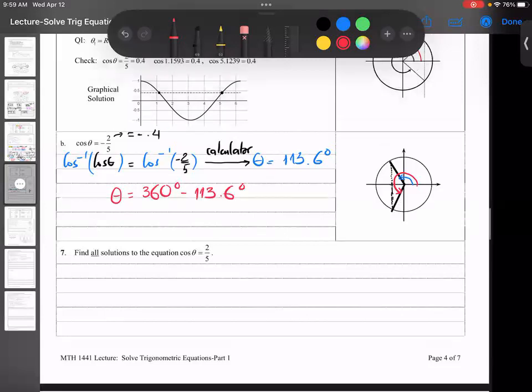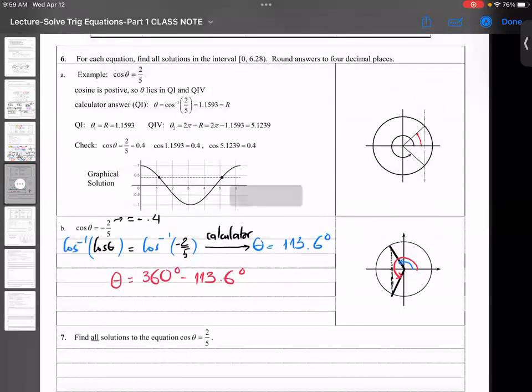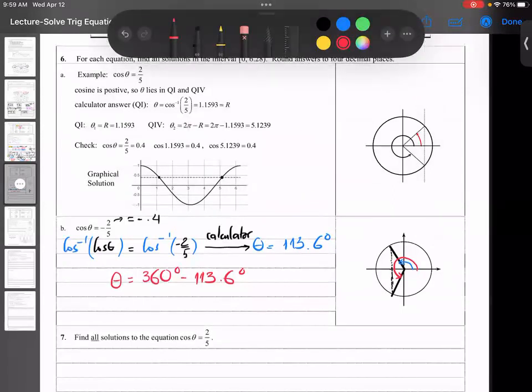Why? Because this one is equal to that one. It's just symmetric. So it's roughly 246.4 degrees, and it's indeed in the third quadrant. It matches your picture.